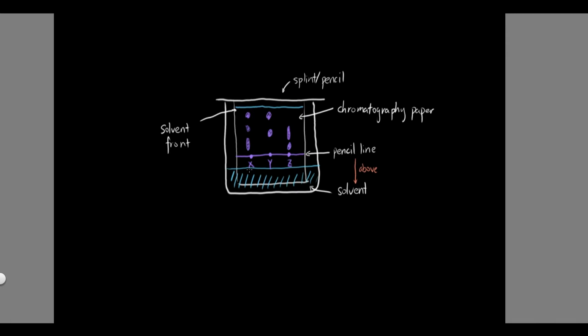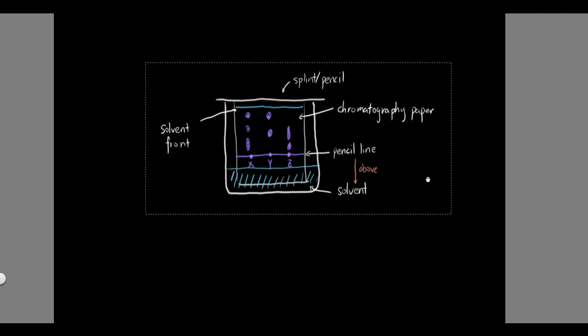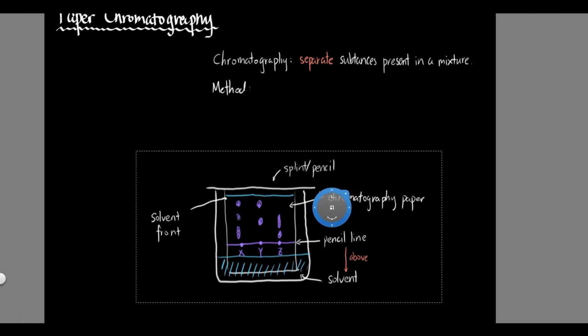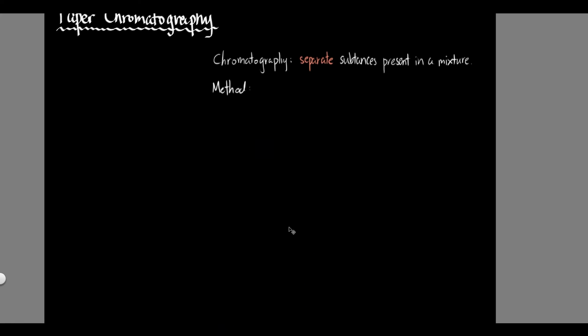So the ink spots have to be above the solvent, but the solvent has to be touching the paper. I mean, the bottom part of the paper has to be inside the solvent. And yeah, that's about it. You would put a beaker outside, obviously, and that's basically the setup for this experiment. I should just leave it here for now.